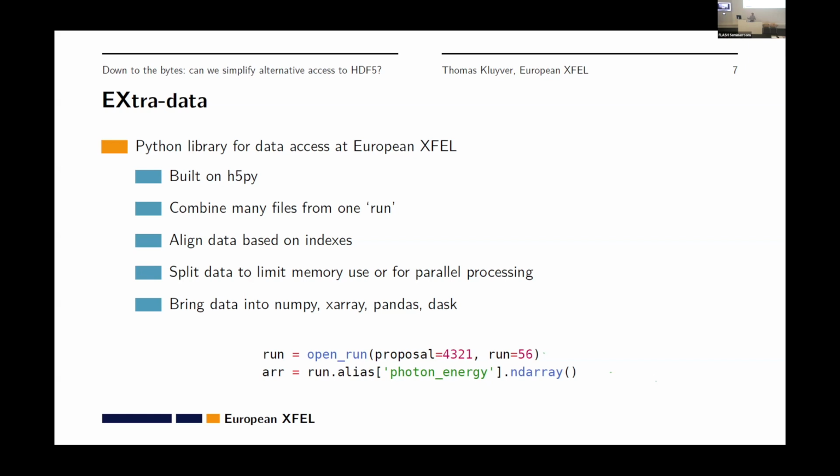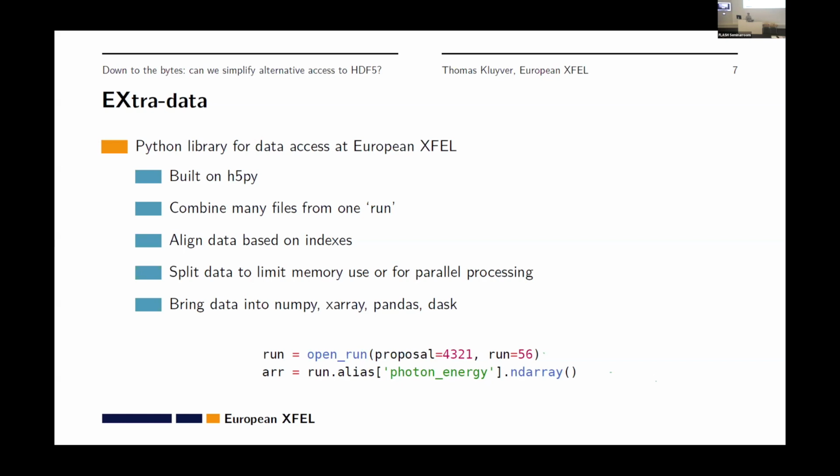We also have a system of indexes, so it has stuff to align the data. It has methods to help you break the data up into pieces, either for parallel processing or to limit memory use, even if you're just doing it one piece at a time. Because obviously, if you've got a run that's an hour long with 1 megapixel detector data coming at 5,000 frames a second, then you can't load all of it into memory in one go, even on cluster nodes with a lot of RAM.